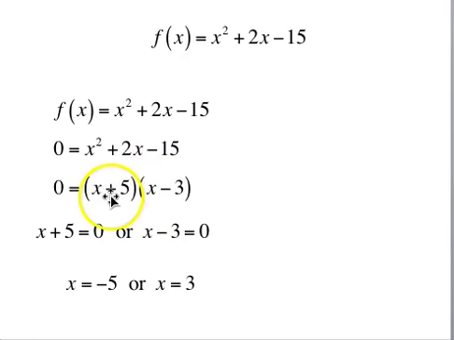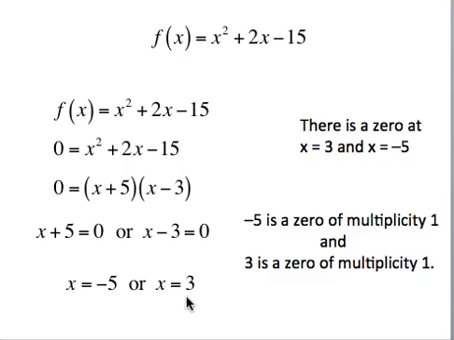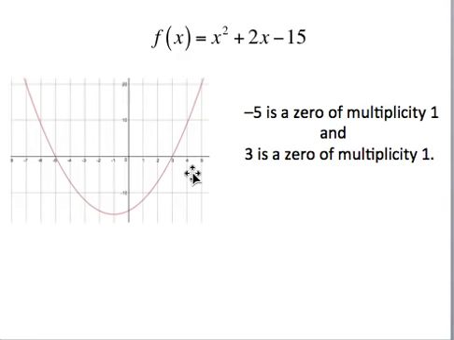Focusing on this, though, x plus 5 to the first power, x minus 3 to the first power, that's going to become relevant for us. So indeed, there is a 0 at 3. The function crosses the x-axis at 3, and it crosses the x-axis at -5. Now, we say both of these have multiplicity 1 because it's x plus 5 to the first power, x minus 3 to the first power. We'll look at some other examples where the multiplicities will be a little higher.